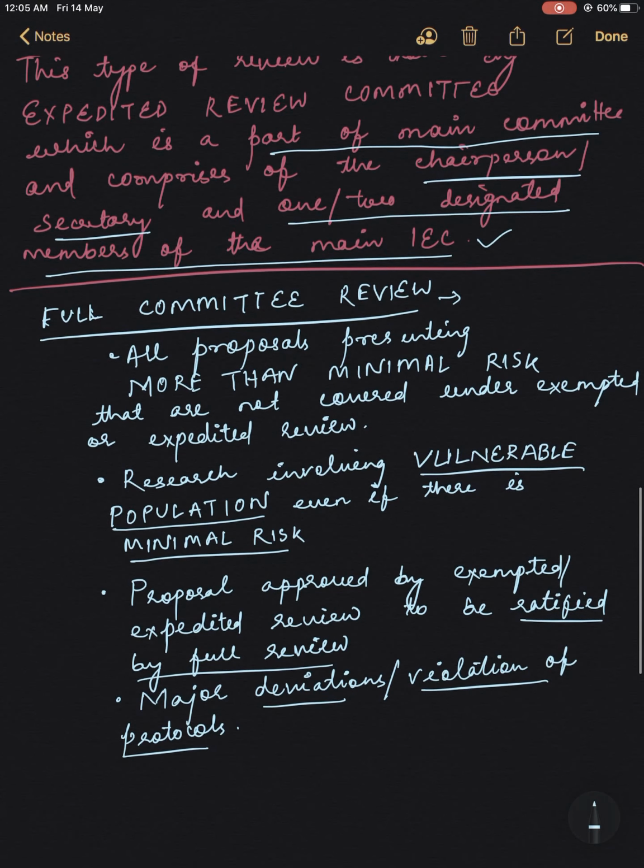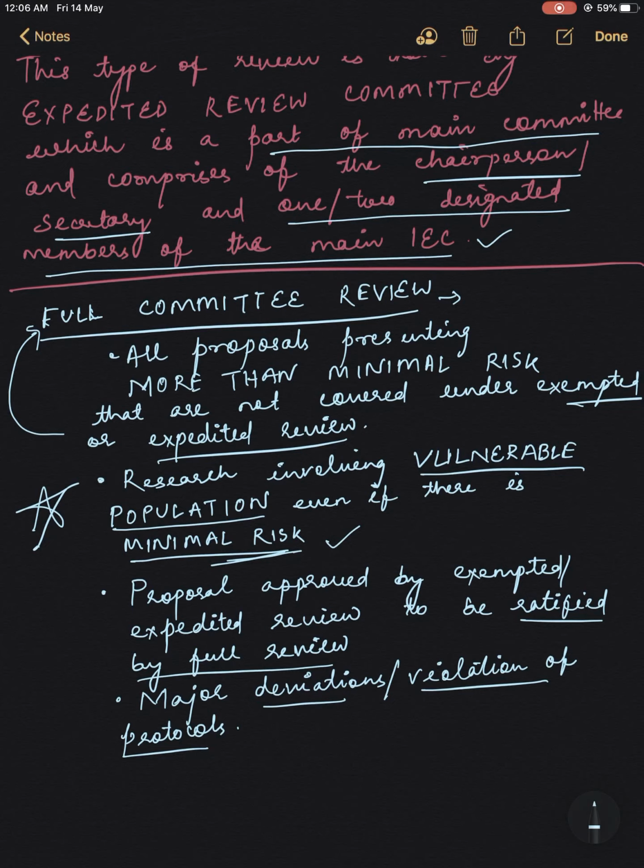Now coming to the full committee review. In the full committee review, all the proposals that present more than minimal risk and are not covered under the exempted review or expedited review are grouped under the full committee review. An important point is that research involving a vulnerable population is done in the full committee review even if there is only minimal risk.